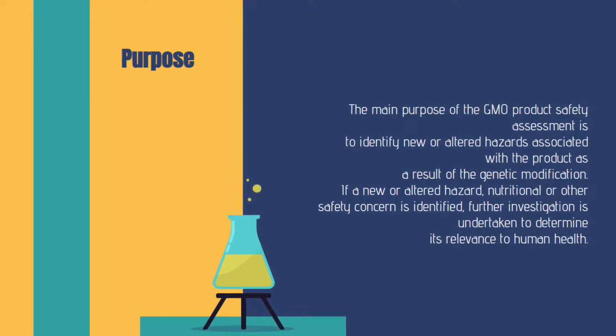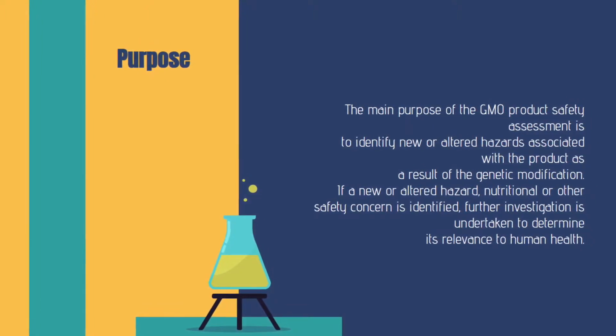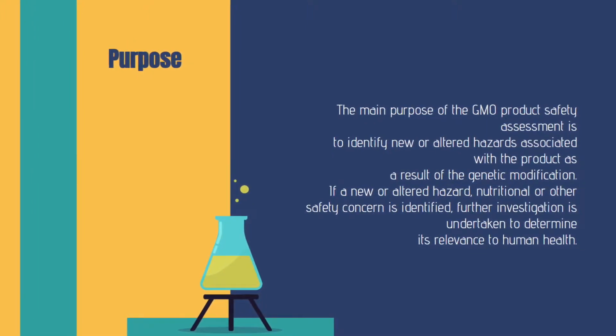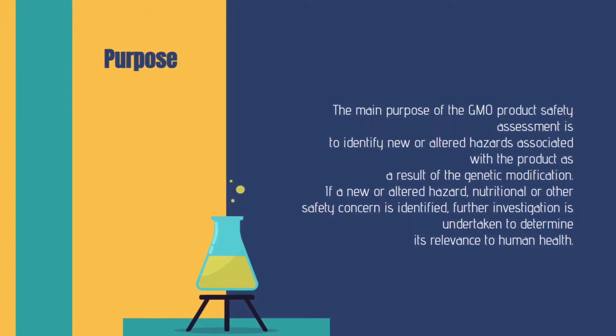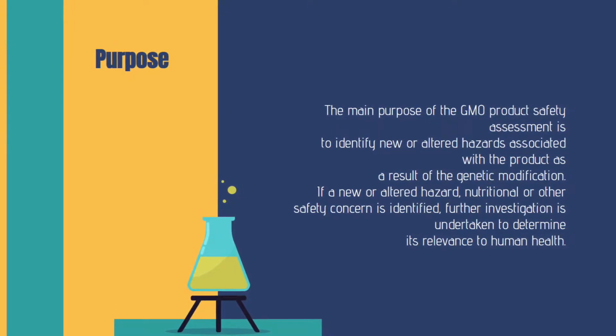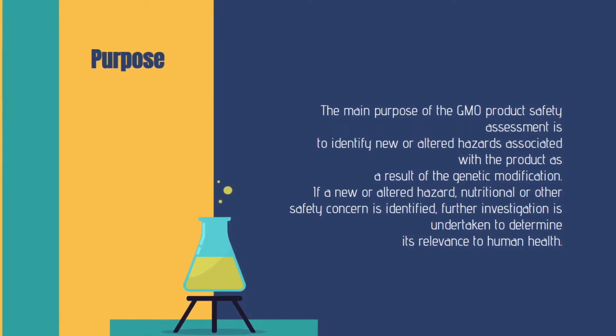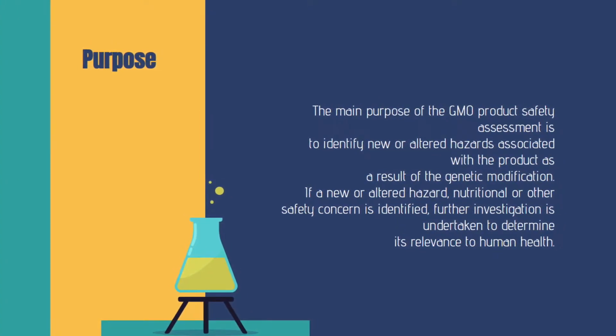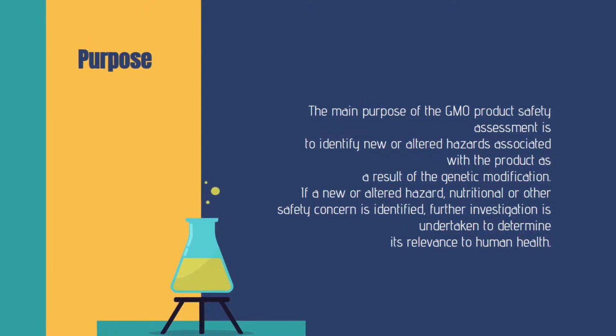The main purpose of the GMO product safety assessment is to identify the new or altered hazards associated with the product as a result of the genetic modifications. If a new or altered hazard, nutritional or other safety concern is identified, further investigation is undertaken to determine its relevance to human health.